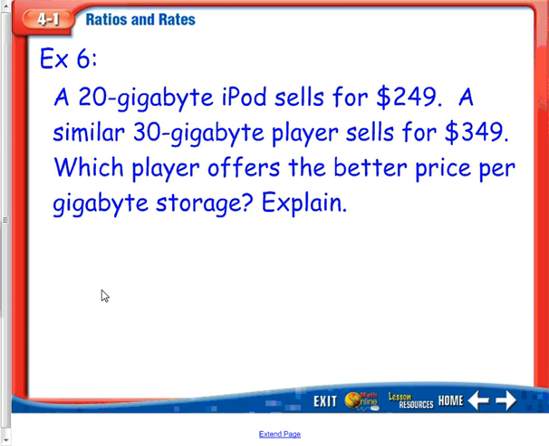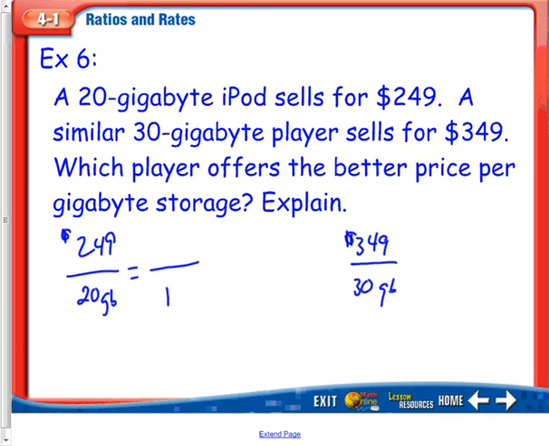For example 6, a 20 gigabyte iPod sells for $249. A similar 30 gigabyte player sells for $349. So which player offers the better price per gigabyte storage? So again, we want to put money on top in most of these problems. So we're going to take $249 and we'll divide that by our 20 gigabytes. And then we're going to have our $349, and we're going to say that there's 30 gigabytes. So we know that we're spending more money, but we're getting more storage compared to these two. So we want to find out what is actually the best deal per gigabyte of storage.